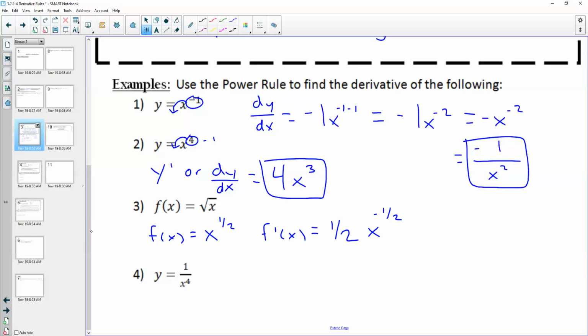Okay, and we can rewrite this because that kind of looks ugly with all those fractions. So it'll be 1 over 2 x to the 1 over 2. And we don't like our exponents to have fractions, so we can rewrite that again. 1 over 2 times root x.